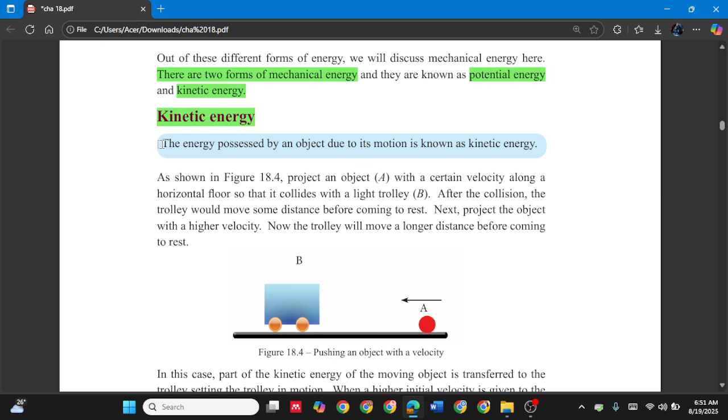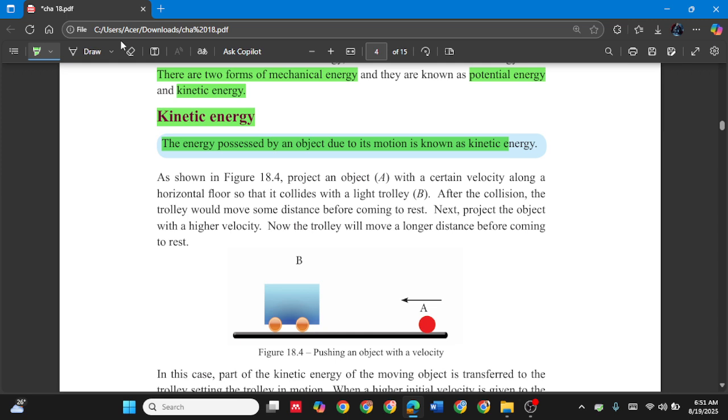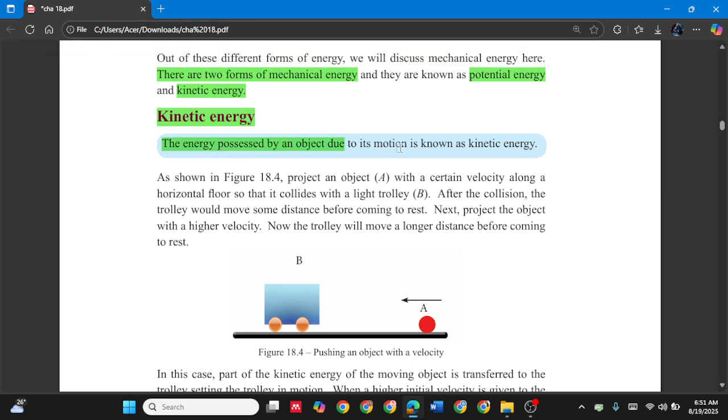The energy possessed by an object due to its motion. Due to its motion. Write below: the energy possessed by an object due to its motion. ඒක තමයි kinetic energy කියන්නේ. හරිද? movement එකක් වෙලා තියෙනවා.